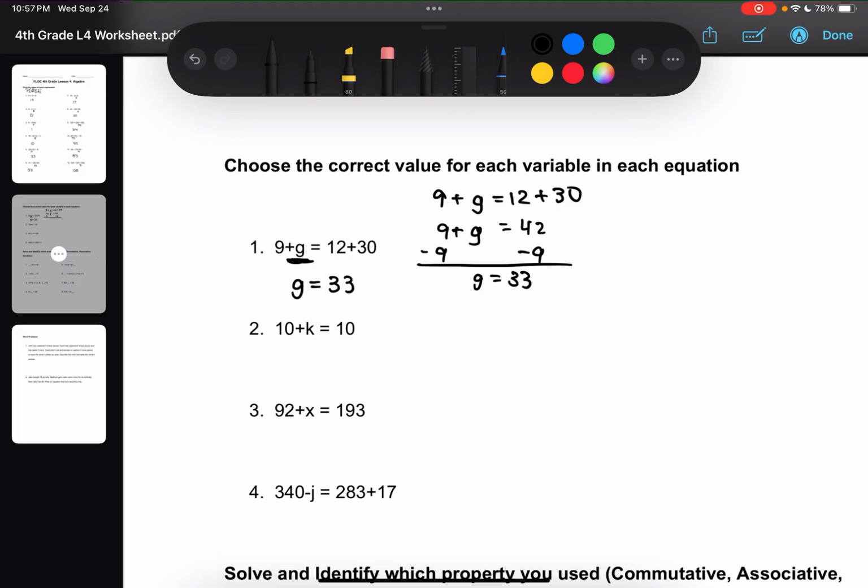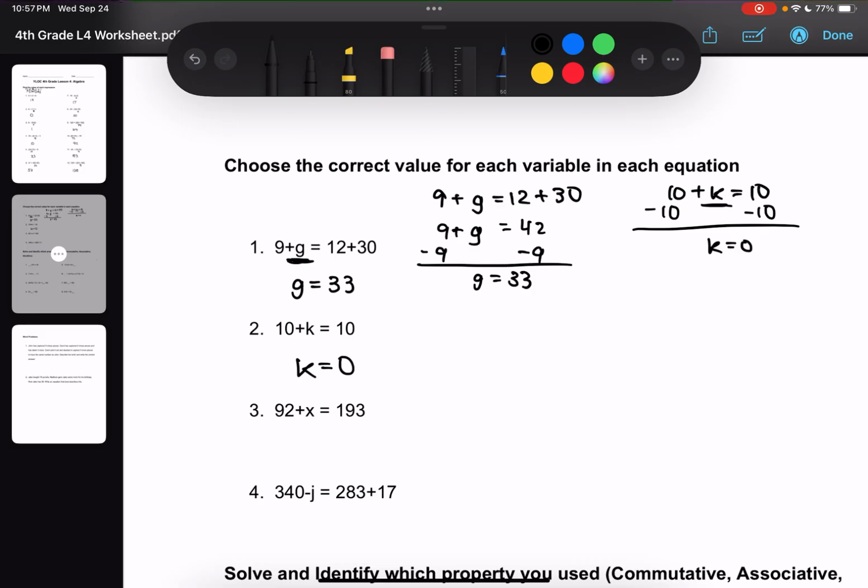There you go. So that's how you do it. So same thing for number 2, 10 plus k equals 10. Isolate k on this side. So you also subtract 10 on this side. That means you have to do the same thing on the other side. So k equals 0.